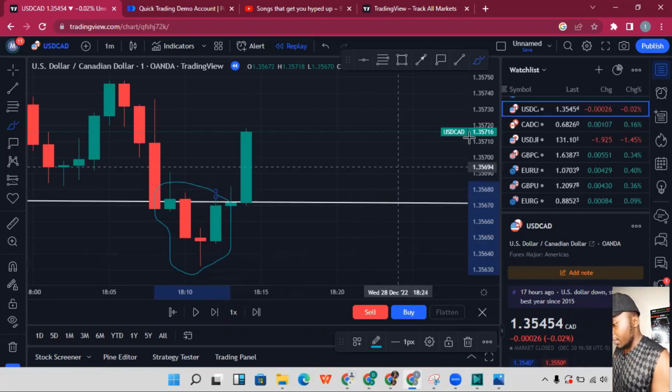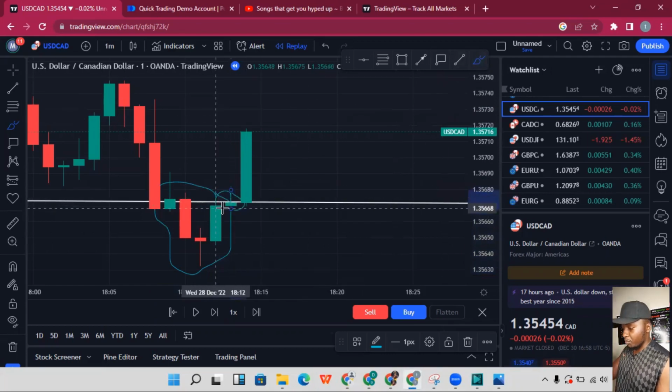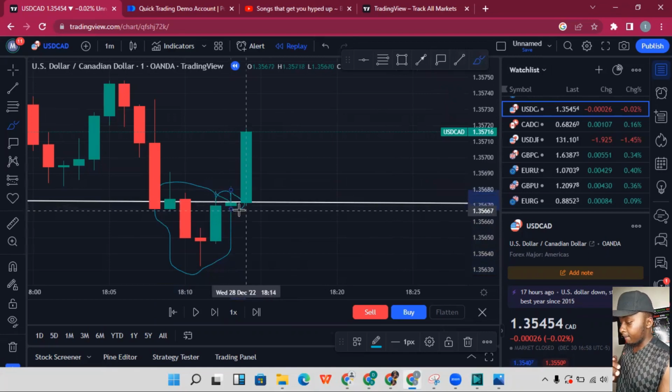So where will be your entry point? Your entry point will be here. After this morning star has been formed, your entry point will actually be on this zone. After this up tweak, just get a pullback a little bit, enter here, and all the way in the next 5 minutes, in the next 3 minutes, you're expecting to have won this trade, right?